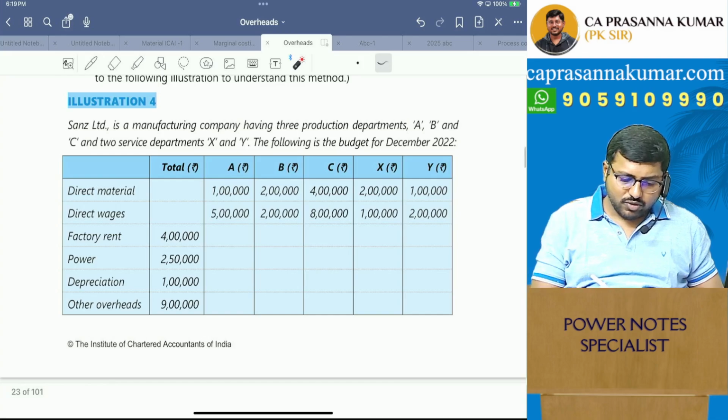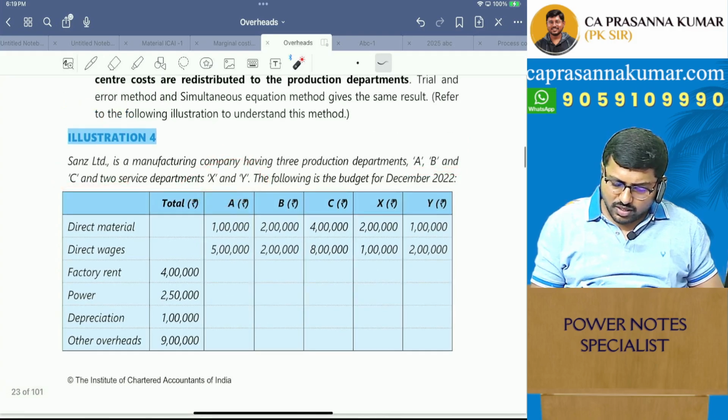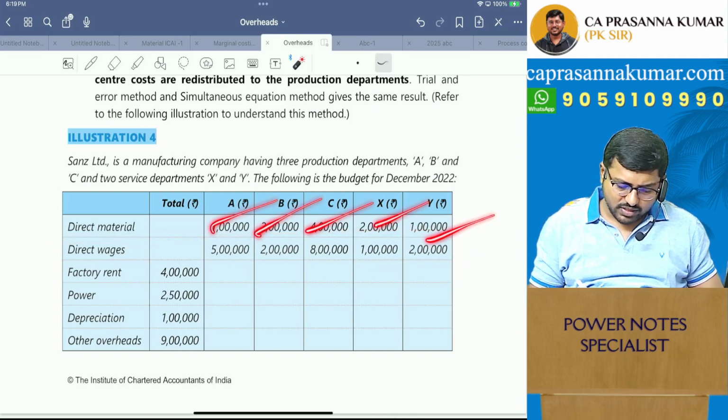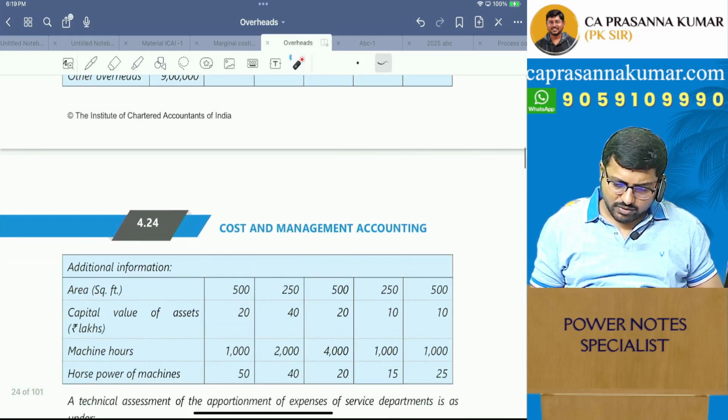Come to illustration 4. Sands Limited is a manufacturing company. So what do we have? 3 production departments, 2 service departments. Okay, A, B, C, 3 production departments, 2 service departments. Direct material cost is given. Direct wage cost is given. Okay, for all the departments it is given. Factory rent, power, depreciation, other overheads is given. All right, additional information is also given.